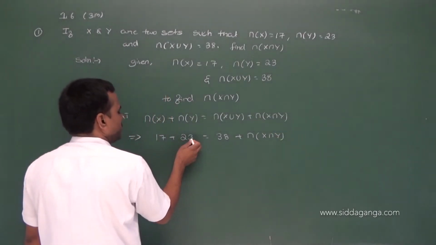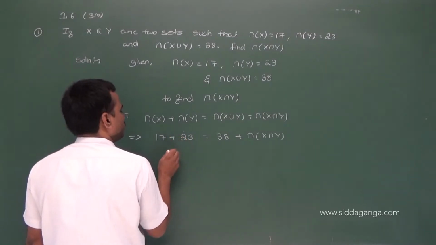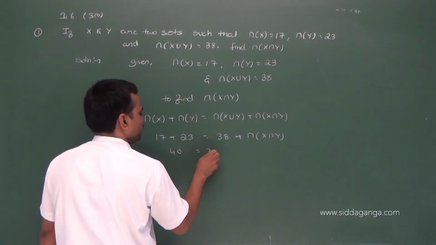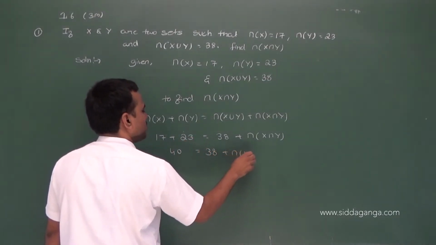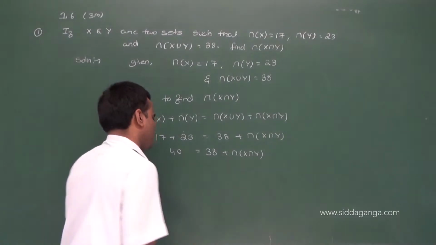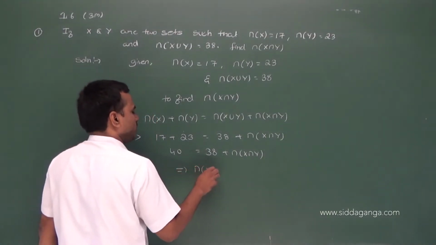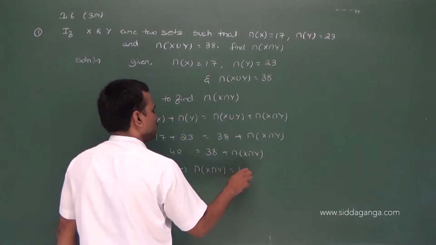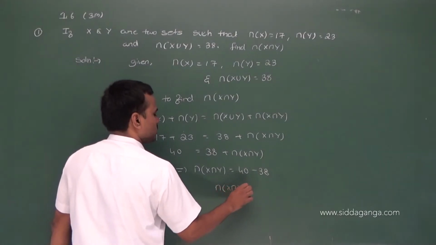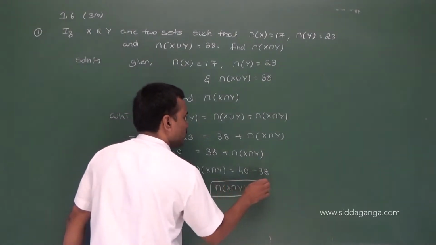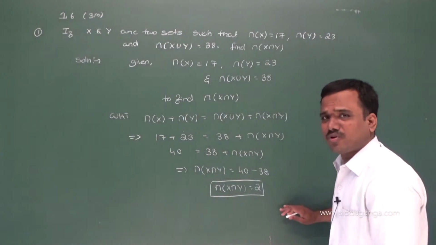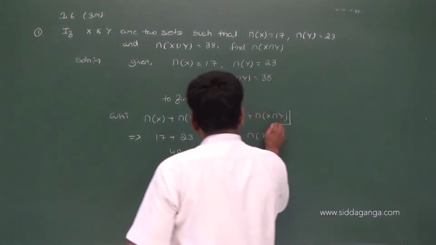17 plus 23 is equal to 38 plus n of X intersection Y. 17 plus 23 is 40. I shift 38 from the right side to the left side. That implies n of X intersection Y is equal to 40 minus 38, so n of X intersection Y is 2. Very important problem for a 3 mark question. Very simple problem, so I use the formula.